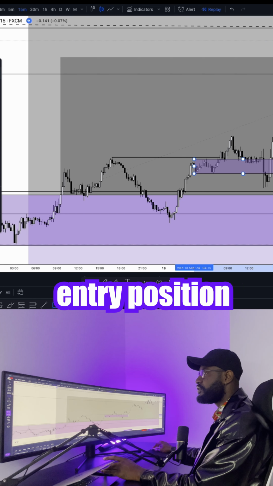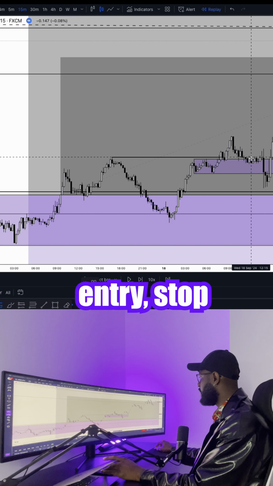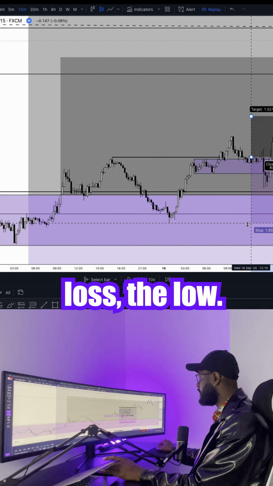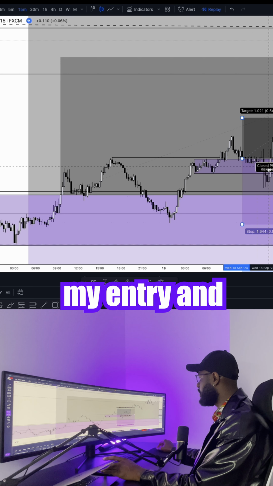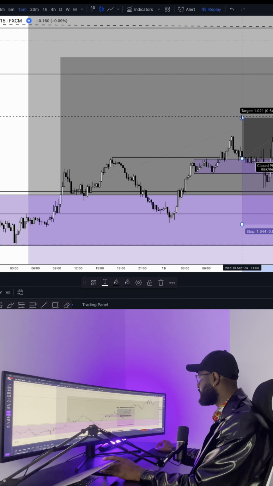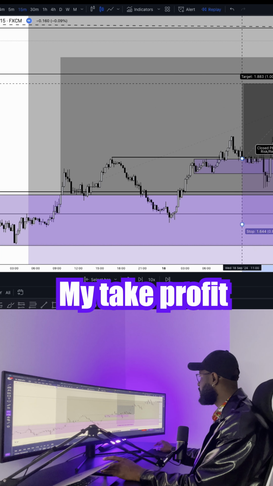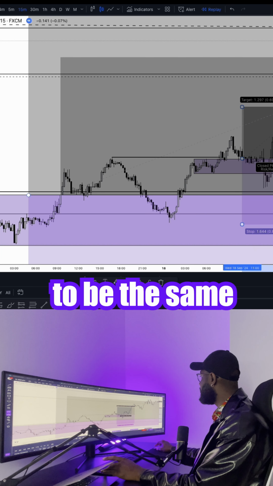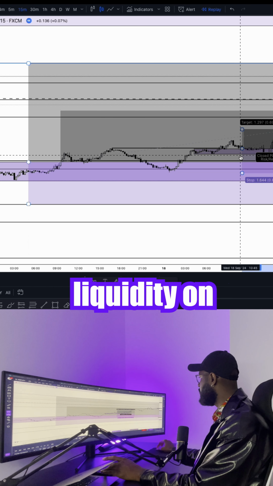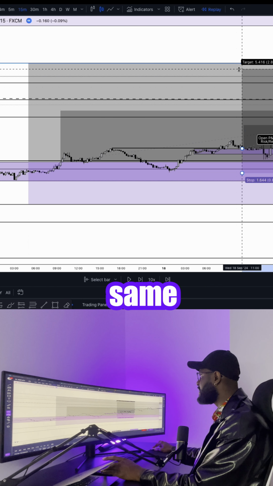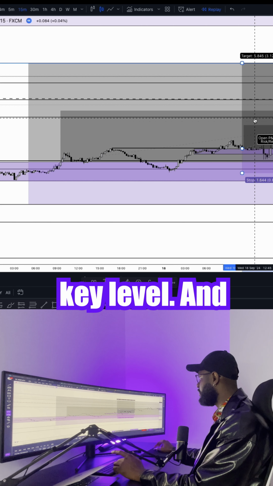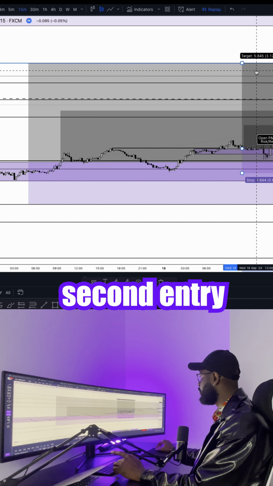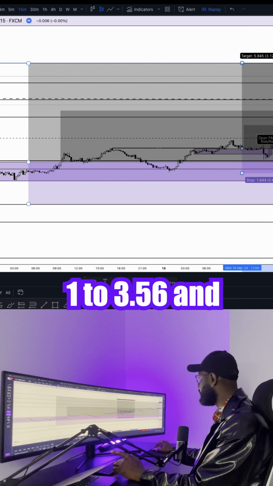And my entry position right here: entry, stop loss, the low. I'm using this low as stop loss. And right here is my entry. And you can see how price mitigated it very nicely. My take profit is still going to be the same overall drawn liquidity on the daily time frame, the same inefficiency that I was using on the monthly. That is still the same key level. And as you can see, the second entry delivered the 1:3.56.